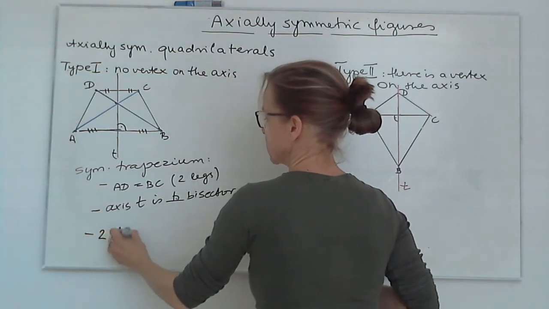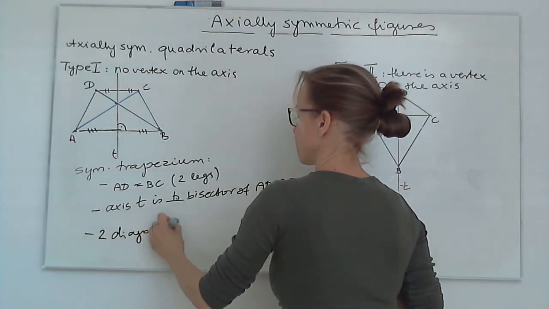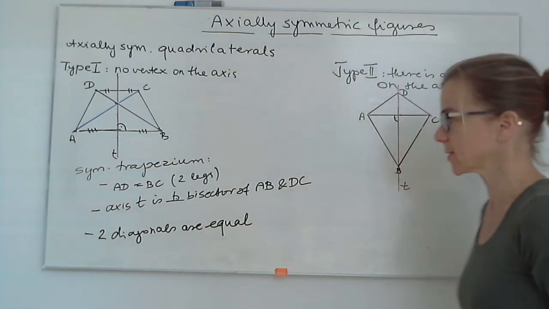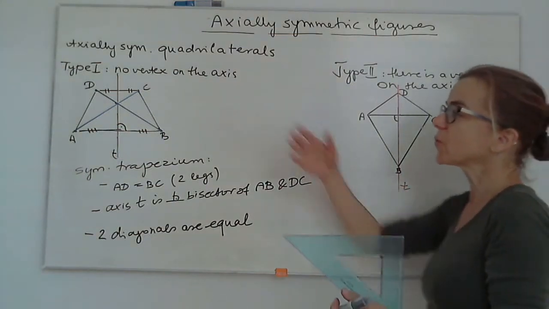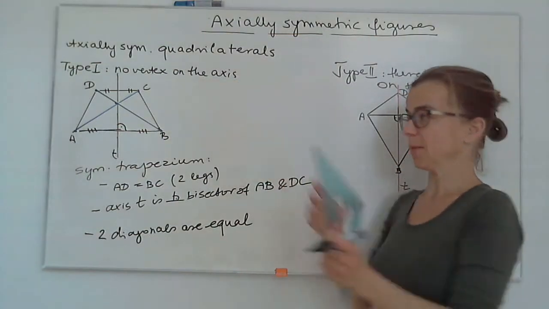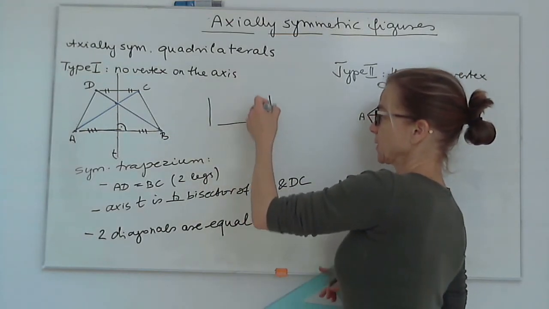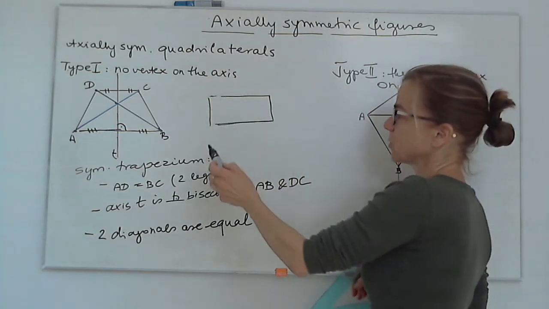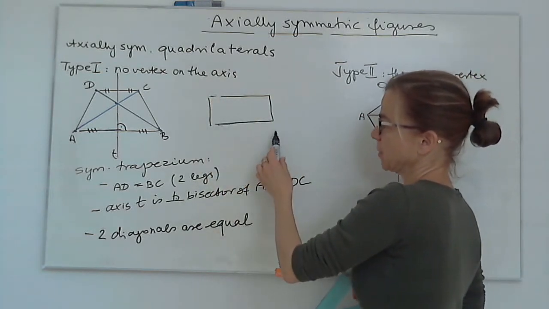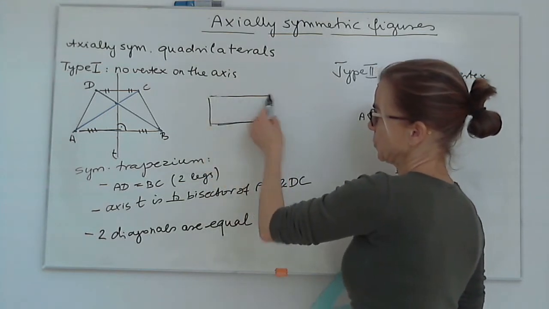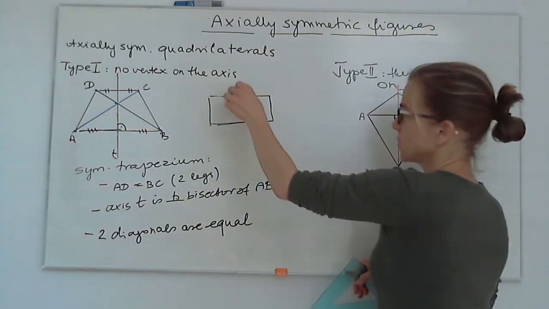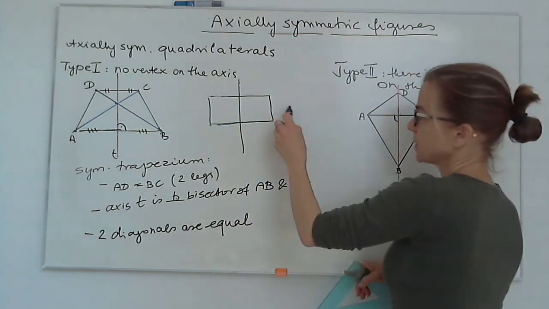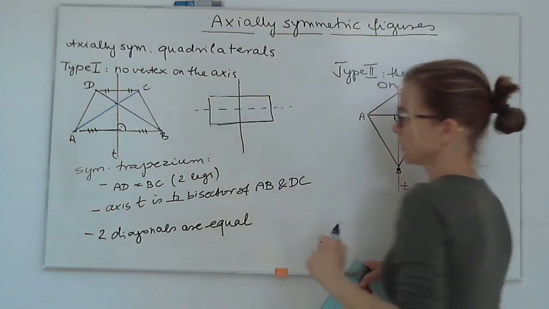So it follows that the 2 diagonals must be of equal length. So the 2 diagonals are equal. Of course, we are talking about lengths. Okay, so that's type 1. Of course, there are special cases, like, for example, the rectangle is a special symmetric trapezium. Why is it special? Because apart from the properties of a trapezium, namely having 2 parallel sides, it also has the property that it has 4 right angles, and it follows from that it has actually 2 axes of symmetry.